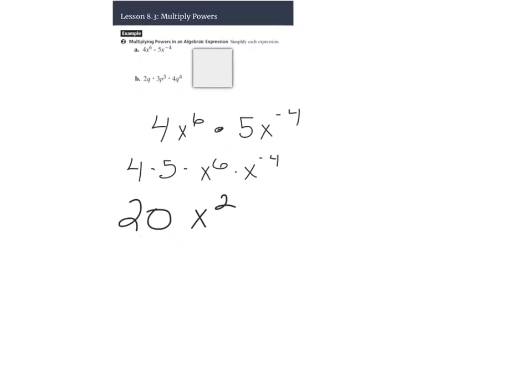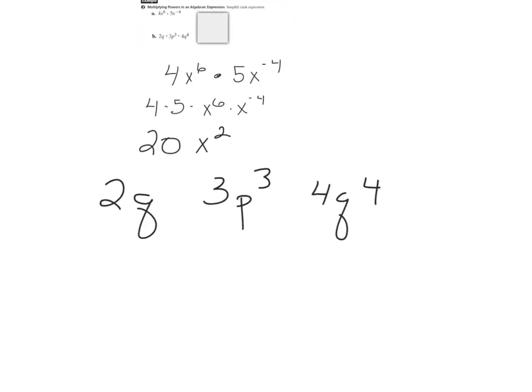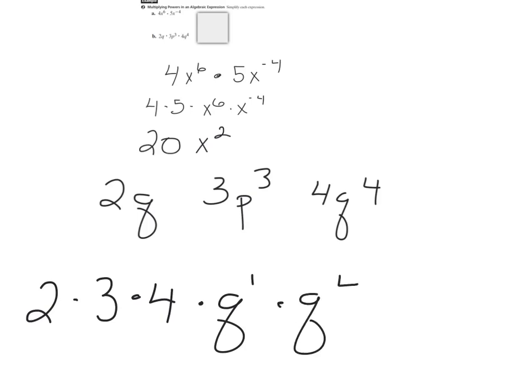In our second example, we've got 2q times 3p to the 3rd times 4q to the 4th. So again, I like to rearrange them. I'm going to put all of my coefficients in front here. So 2 times 3 times 4. And then I'm going to multiply times q, which is q to the 1st. Remember, that's understood to be a 1 there. We don't often write that. And then q to the 4th, and then p to the 3rd.